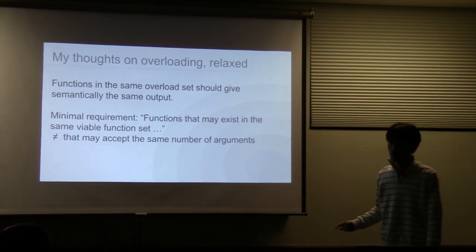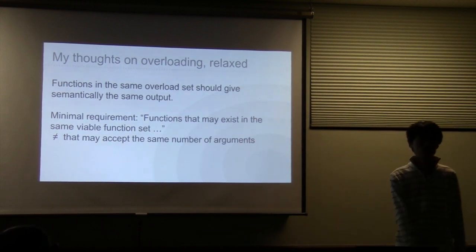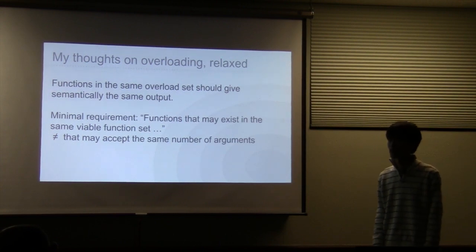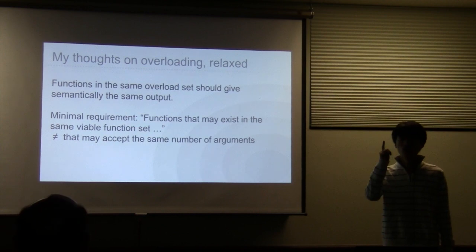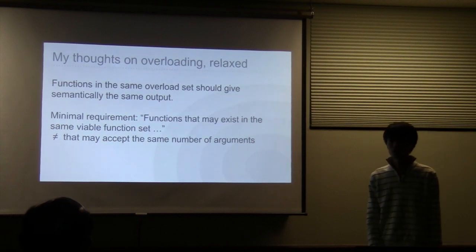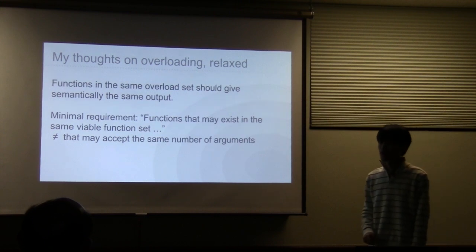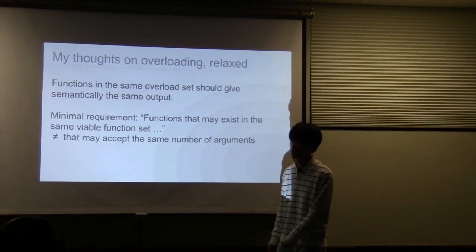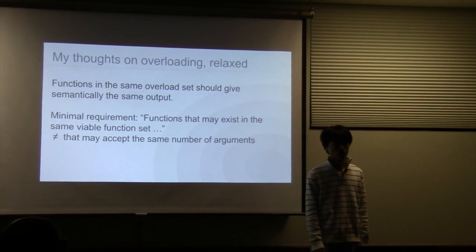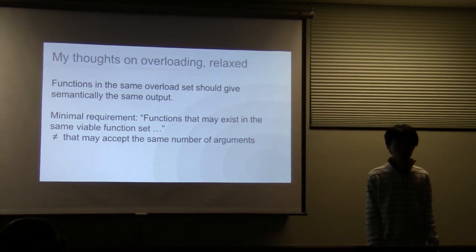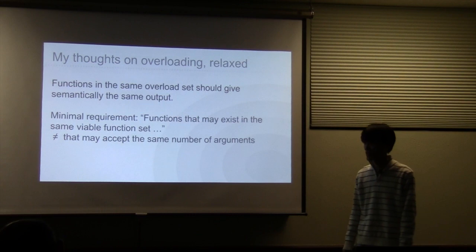So let's go back to the issue that we met. First, std::move. The std::move in the utility header is dedicated to accepting one argument. The algorithm one accepts three. They will not be able to be in the same viable function set for any call, right? You can't have a call that gives both one argument and three arguments.